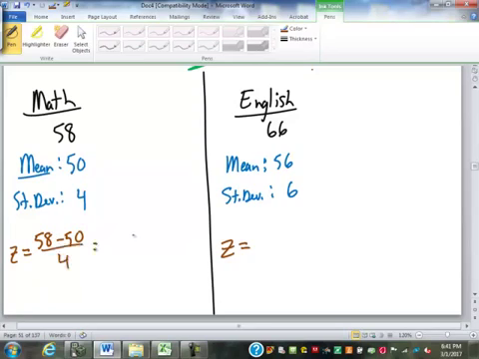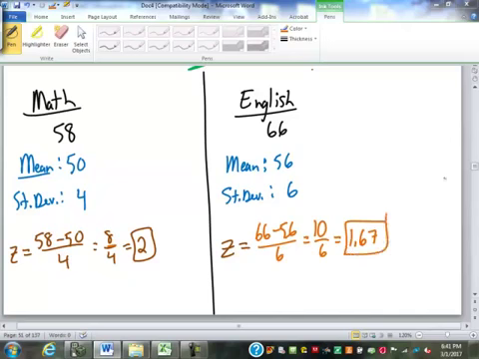Okay, so 66 minus 56 over 6. 66 minus 56 is 10. Again, at first glance, you're 10 points higher than the mean, and over here you're only 8 points higher than the mean. But we have to divide by a standard deviation of 6. This is 1.67, or 1 2/3.